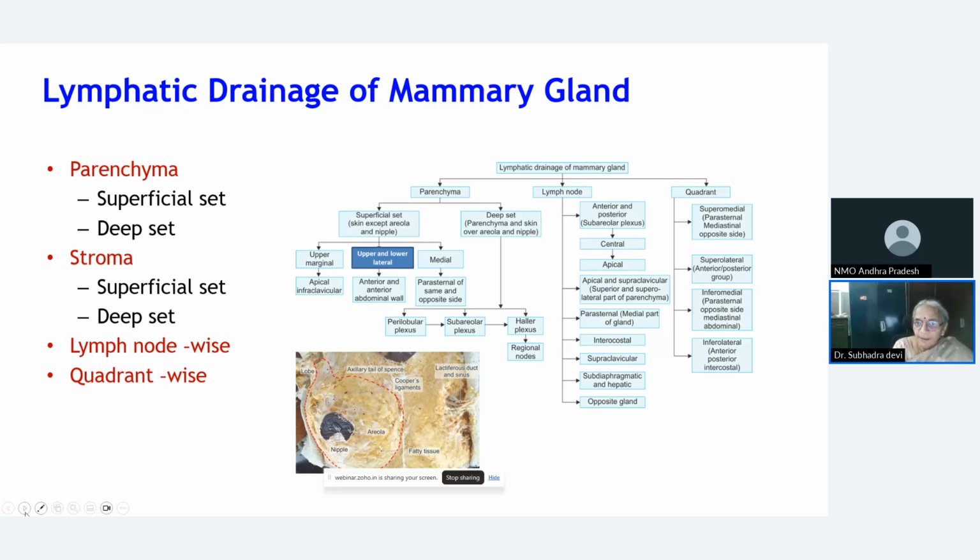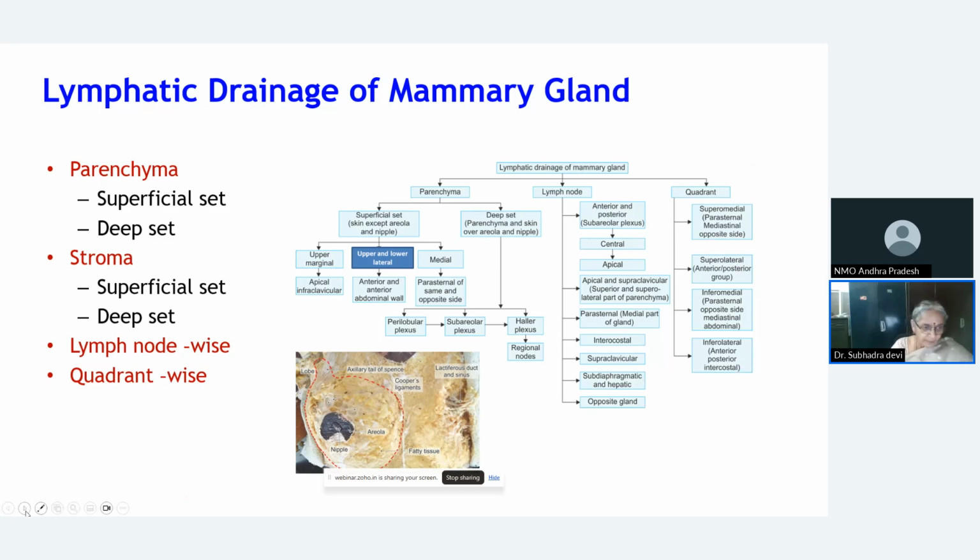Otherwise simply put this side one, and if you can elaborate: parenchyma, superficial set, upper marginal, where do they go? Upper and lower lateral, where do they go? Medial, where do they go? And the deep set is parenchyma. So it forms a plexus, perilobular, subareolar plexus, Haller's plexus, and from there to regional lymph nodes. And from the regional lymph nodes, they can go to the central, apical, and then to the parasternal, intercostal, supraclavicular, subdiaphragmatic and opposite side, or quadrant wise also.